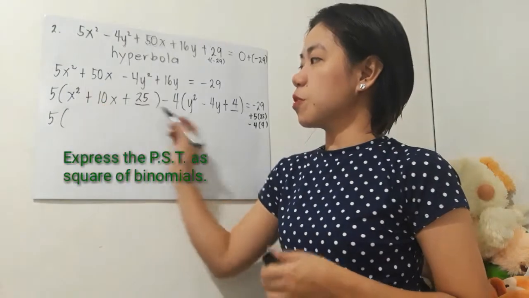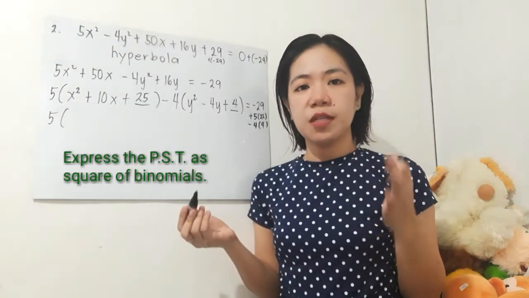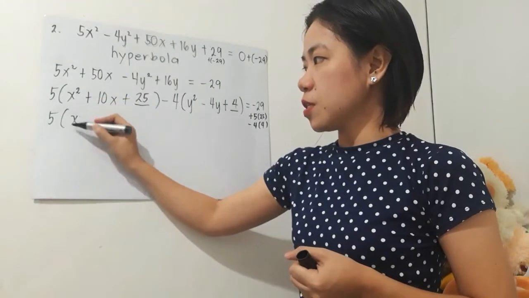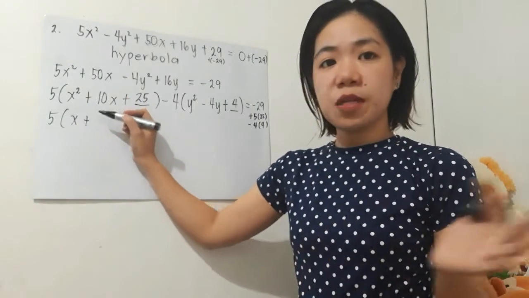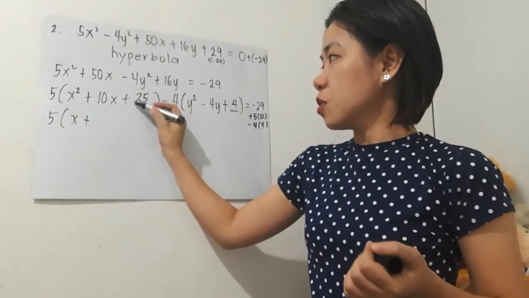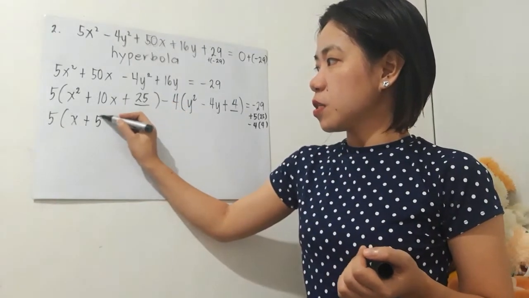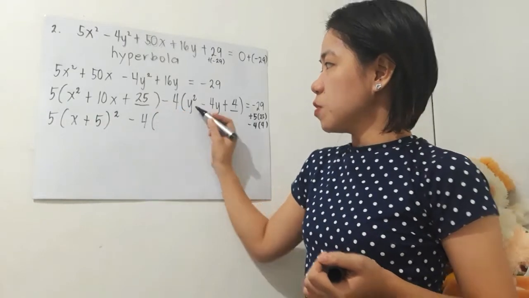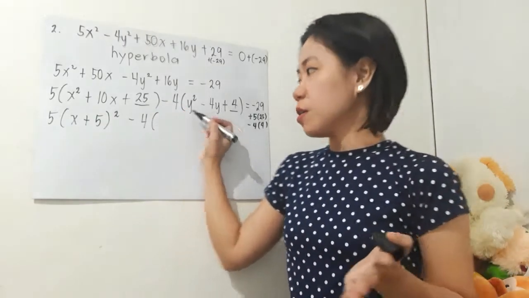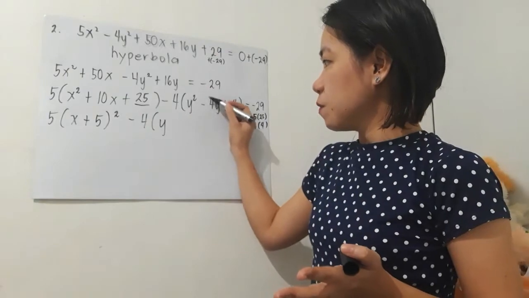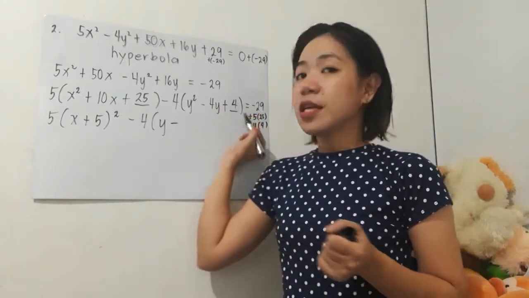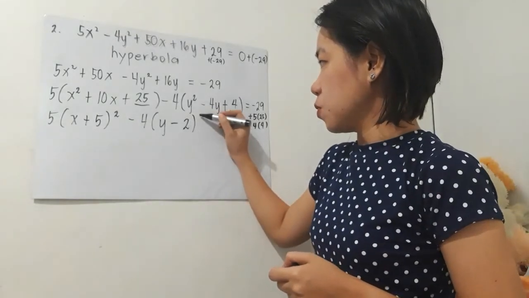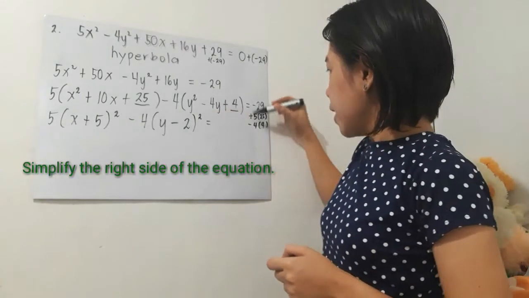We have here 5 times. We'll express the perfect square trinomial into the square of binomials. We have the square root of x squared, that is x. Copy the sign of the middle term, we have plus. And then the square root of 25 is 5, squared. Minus 4 times y squared, the square root is y. Copy the sign of the middle term, minus, and then the square root of the last term, the square root of 4, is 2. So squared. And then simplify this one.